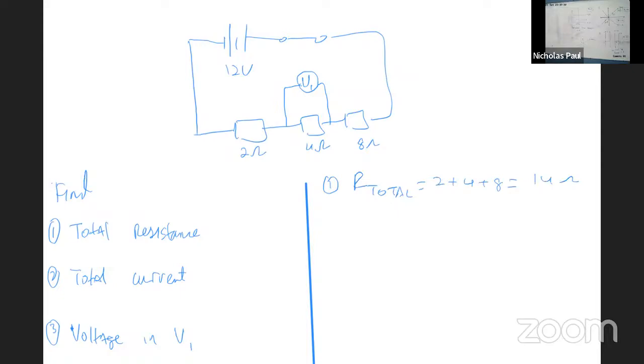Next one, total current I is equal to V over R. So that's 12 over 14. You can simplify it to 6 over 7 amperes, or decimal, right?